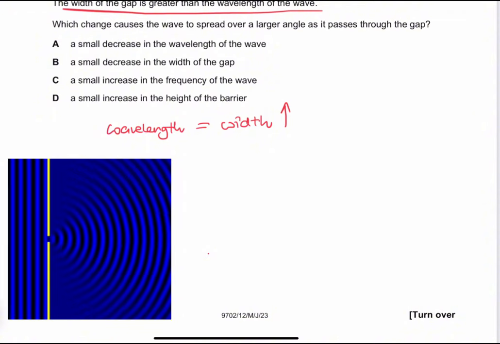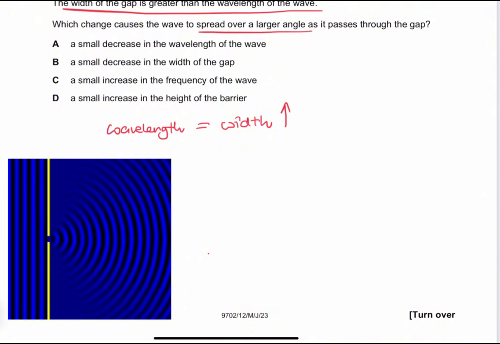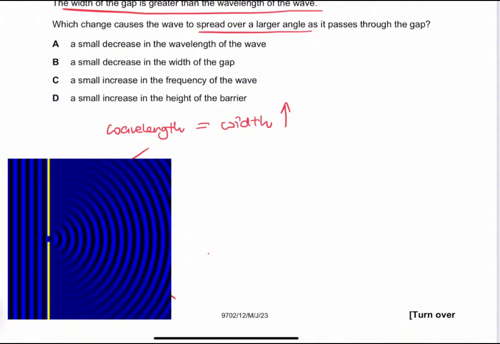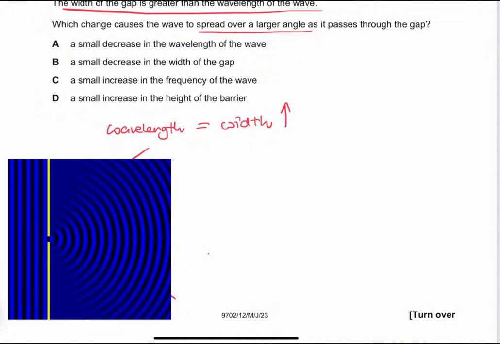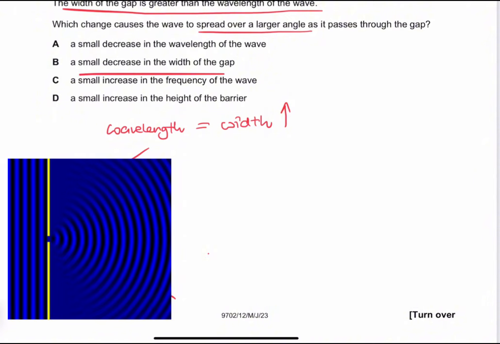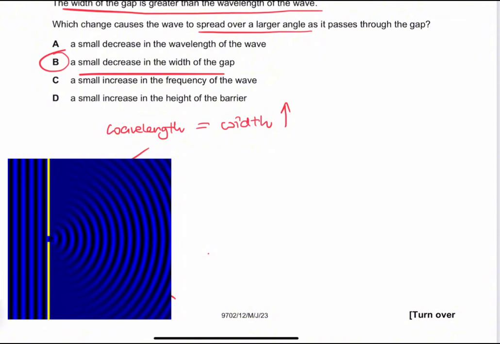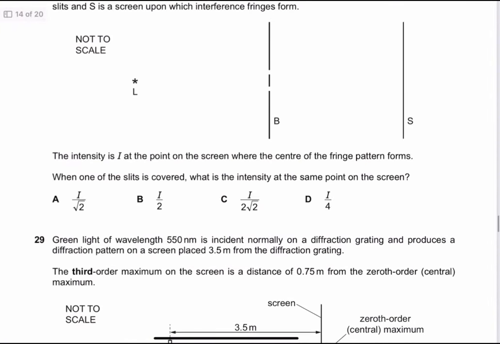So if you want it to spread over a large angle, if you want the greatest amount of diffraction, so that the diffraction angle increases, we have to think about the value of the wavelength itself, right? Is it comparable to the width? So what we can do is decrease the width here. Because it's already big, we can decrease the width so that it matches the wavelength and we have the greatest amount of diffraction. Very important.